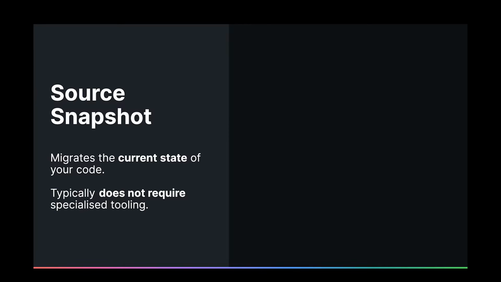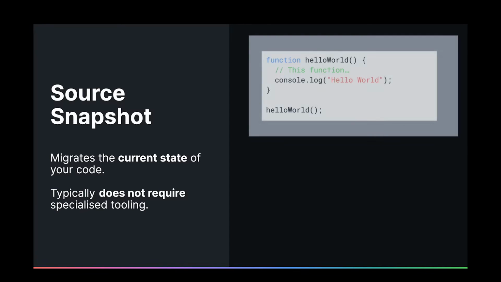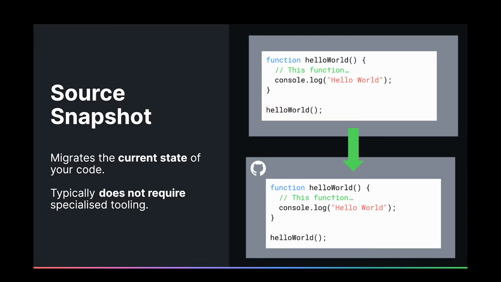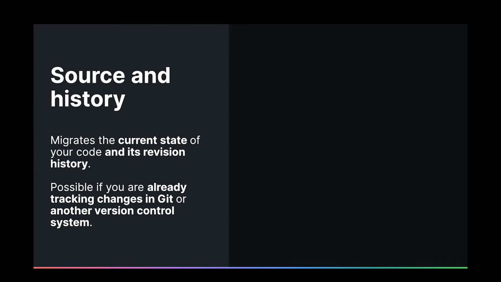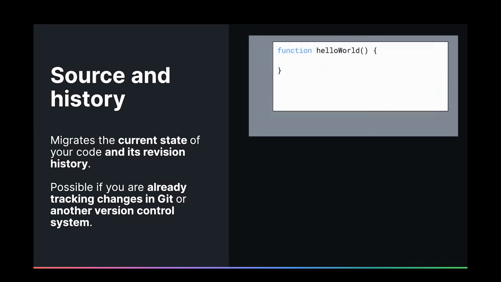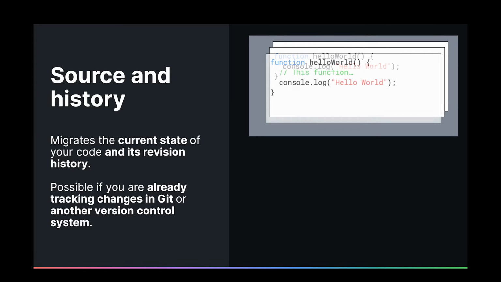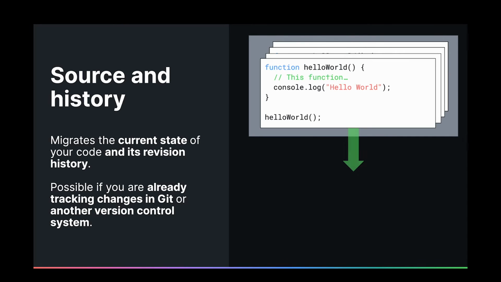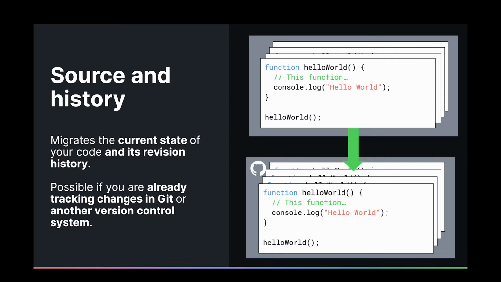First, a source snapshot. This method migrates the current state of your code as it is today, but doesn't include any of the revision history. You don't typically need in-depth specialized tools for these types of migrations and can migrate from other version control systems or code that may not be version controlled yet. Second, source and history. This method migrates the current state of your code and its revision history. This is possible if you've already been tracking your changes in Git or another version control system where you can convert the history into Git before the migration.